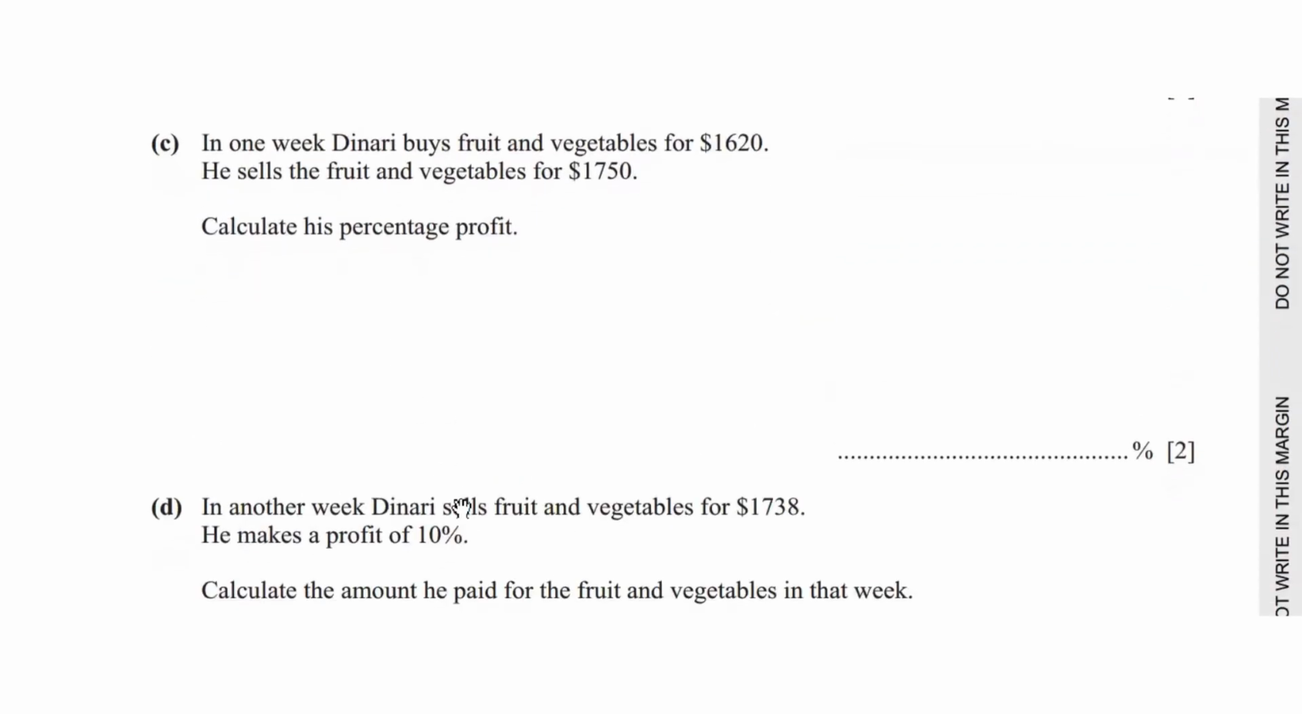Then Patsy says in 1 week, Denari buys fruit and vegetables for $1,620. He sells the fruit and vegetables for $1,750. Calculate his percentage profit.